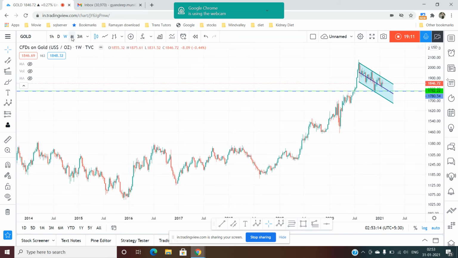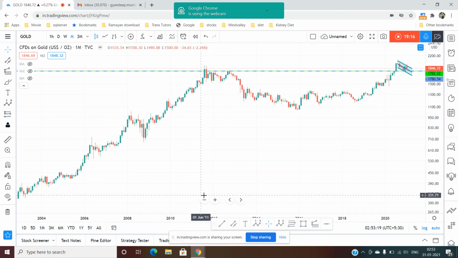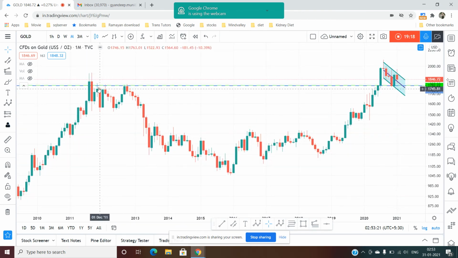Why? Because if you see the monthly time frame, this supportive zone has been supported thrice: 1, 2, 3, and here also 4 and 5 times. So this support zone is very critical. So buy above this parallel channel, sell below this.